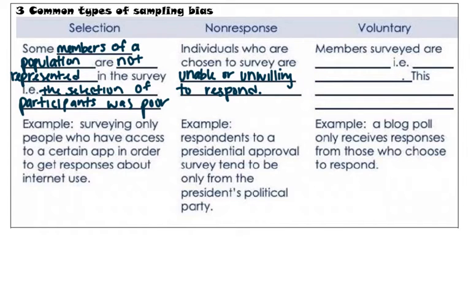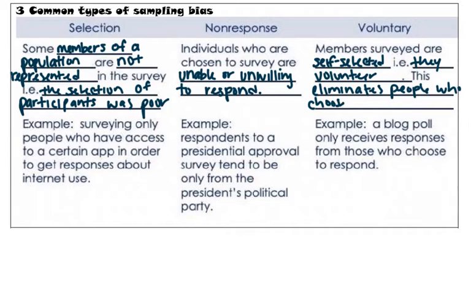All right. And then the last one is voluntary. So members surveyed are self-selected, i.e., they volunteer. All right, so this eliminates people who choose not to respond. So an example, a blog poll only receives responses from those who choose to respond. Well, duh. Because if you choose not to respond, you're not going to get responses back from those people.